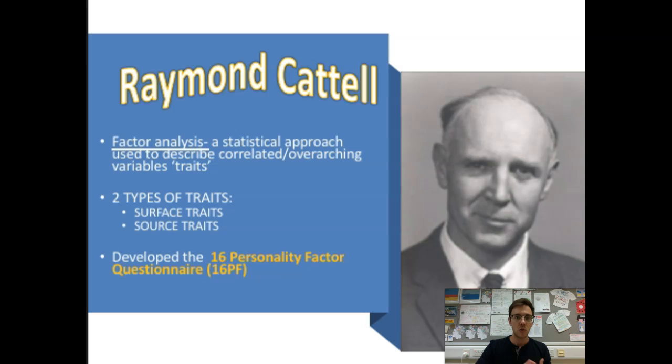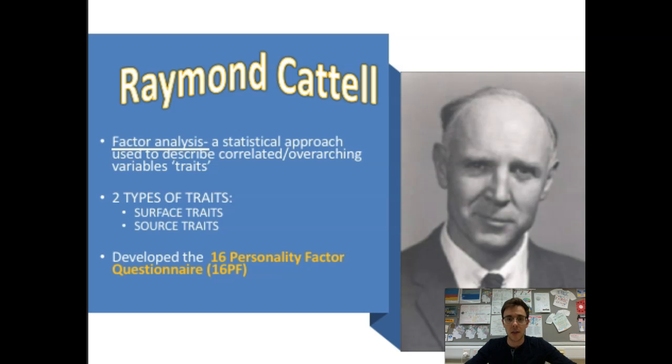So source traits are the underlying behaviors, right? The underlying traits. So we're talking about submissiveness. Submissiveness would be a source trait. A surface trait is that which we see on the surface, okay? It's the observable description of the behavior.